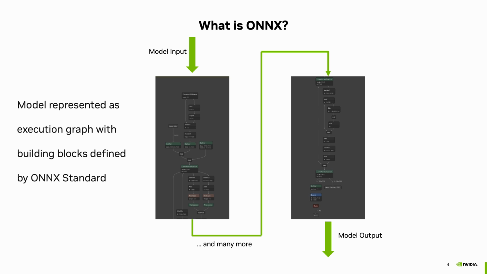A very basic look at what the standard looks like is a model in the form of an execution graph, where each node represents a basic operation being done, either a matrix multiply, an add, a subtract, and the vertices in this graph represent the dependency structure of each operation.